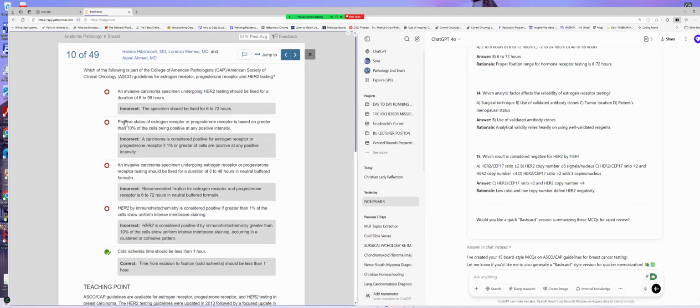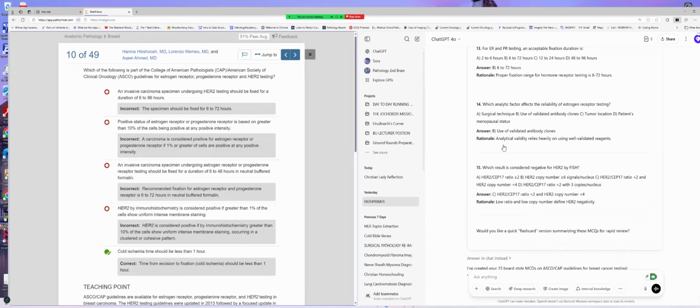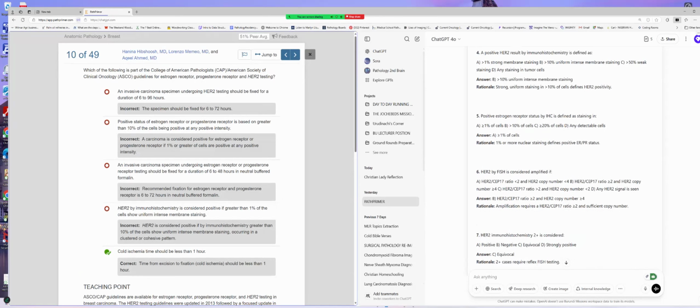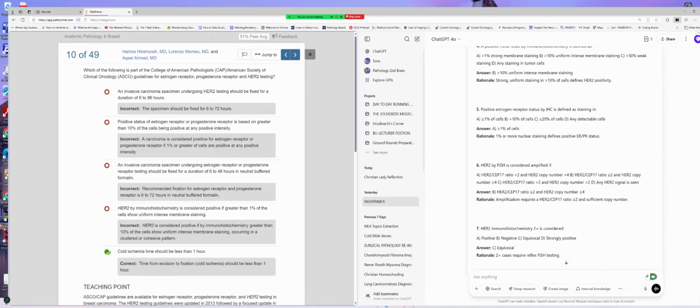All right, let's continue. We stopped yesterday. We stopped here, so let's start with number 5. What did you define as positive estrogen receptor? Okay, positive estrogen receptor is greater than 1% of cells, 1% or more nuclear staining. Define positive ER or PR status. Yes, 1% of cells. Okay, good.